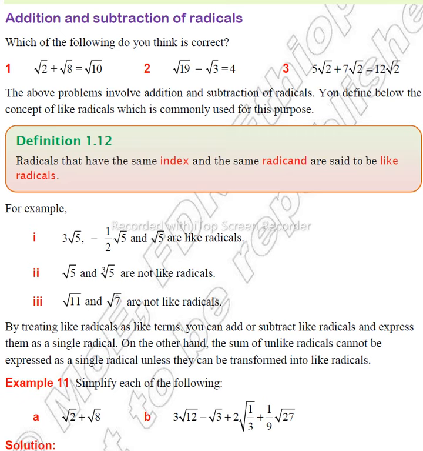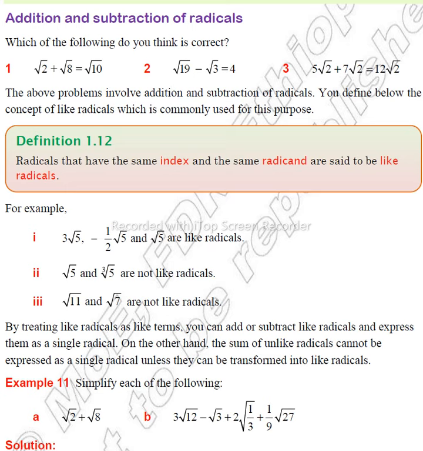when adding, if the index and the number are not the same, we can't add. So we can't add this directly because 8 and 2 are different. This is incorrect. In the next question, square root of 90 minus square root of 3 is equal to 4. This is also completely false because 3 and 90 are not the same, so we can't subtract square root of 3 from square root of 90. So this is also incorrect.